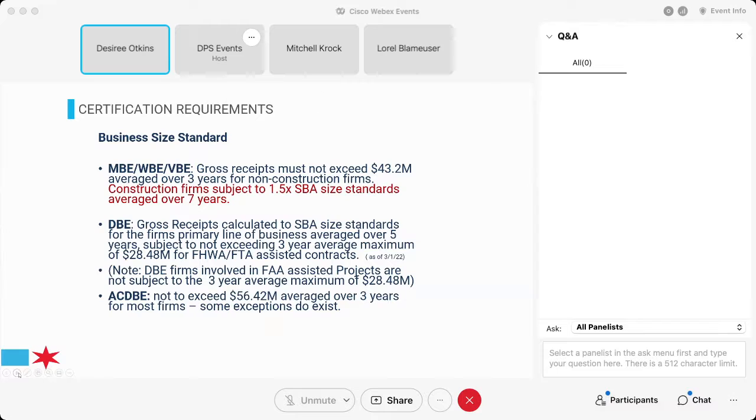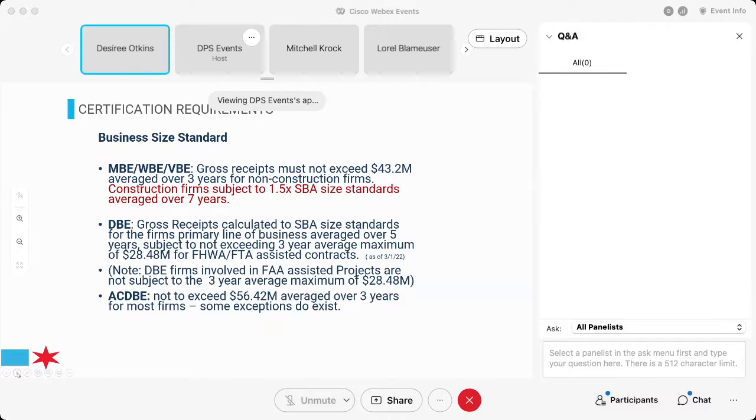What are our business criteria or business size standards? How large is your business? Well, we certify small businesses. In the recent months, we've made updates to what the gross receipts and size standards are. So for our local program, the gross receipts underneath our non-construction still maintains to be 3 years, but every year it goes up a little bit more as far as the size goes. And that's for 43.2 million averaged out over those 3 years. But here's the thing, with construction, where the big change occurred. Our construction firms are 1.5 times the SBA size standards, averaged over 7 years instead of the previous 5 years.